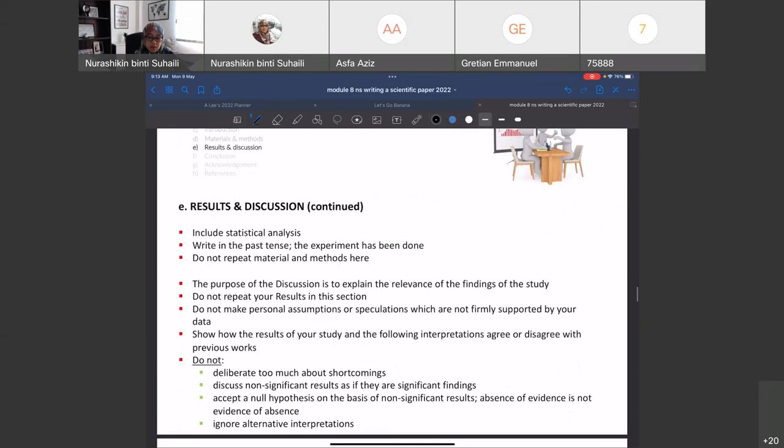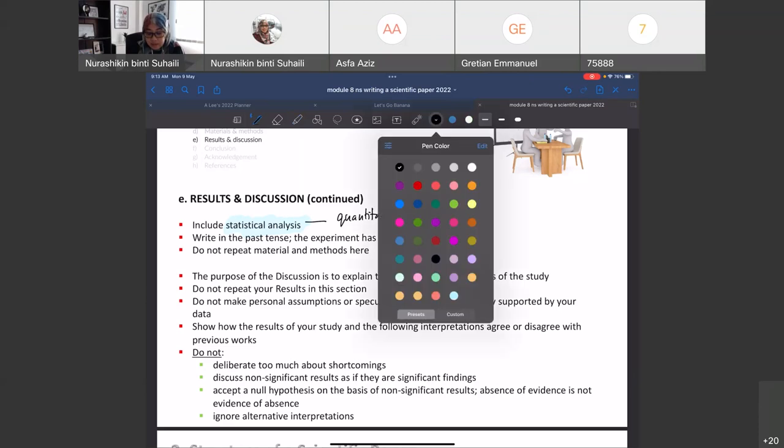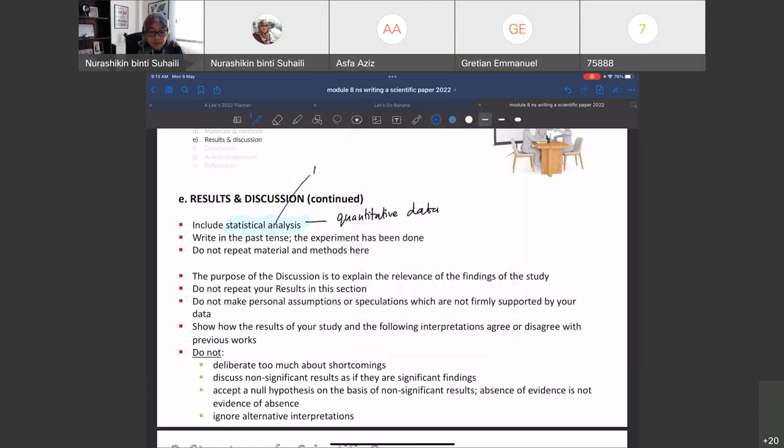When we talk about results, especially for quantitative data, something related to numbers, it's not just about reporting the data, but you also have to do statistical analysis. You learned this in your first year, right? Statistics. That's why we introduced you to the course. The easiest statistical analysis is the mean value, the average, and the standard deviation.